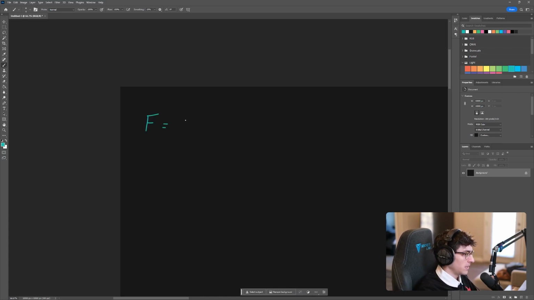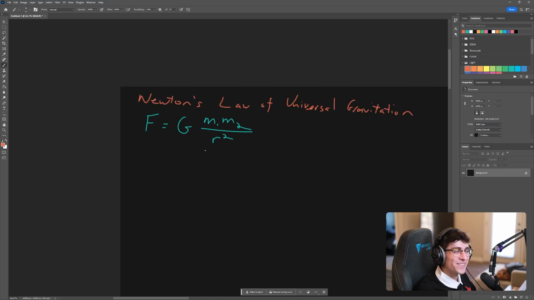Okay. F equals G M1 M2 over R squared. And this right here is Newton's law of universal gravitation, where the force of gravity equals the gravitational constant multiplied by the product of the mass 1, which is the first body's mass, times the second body's mass, m2, divided by the distance squared between them.